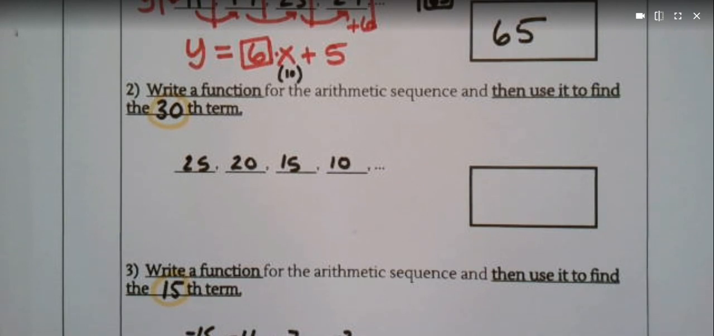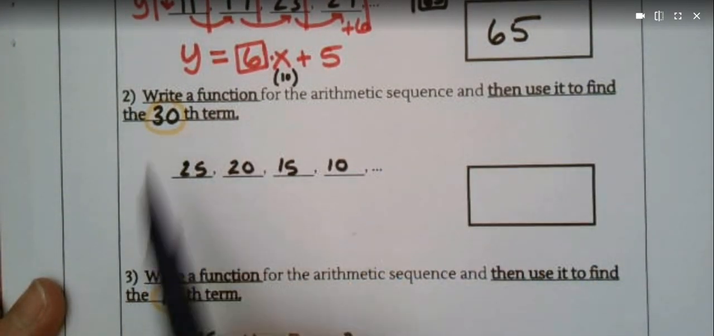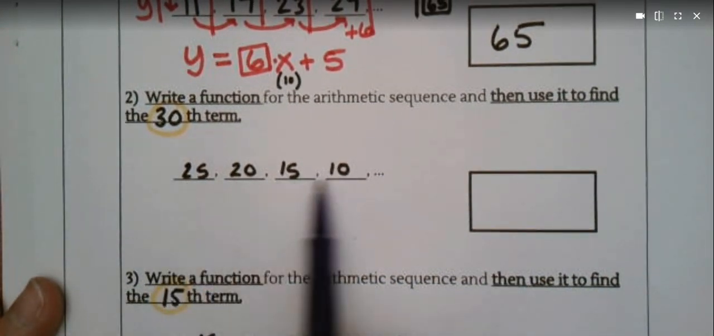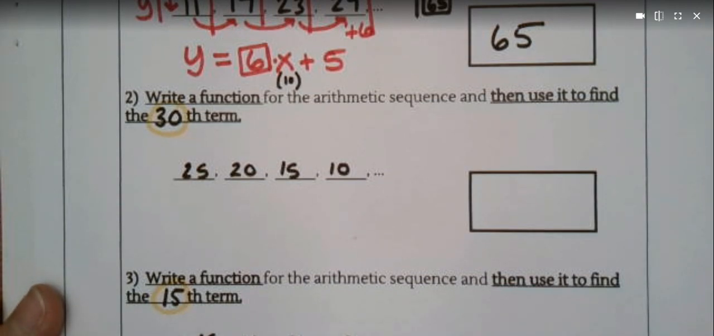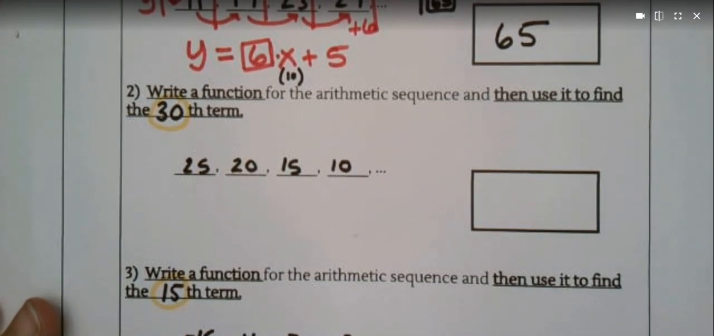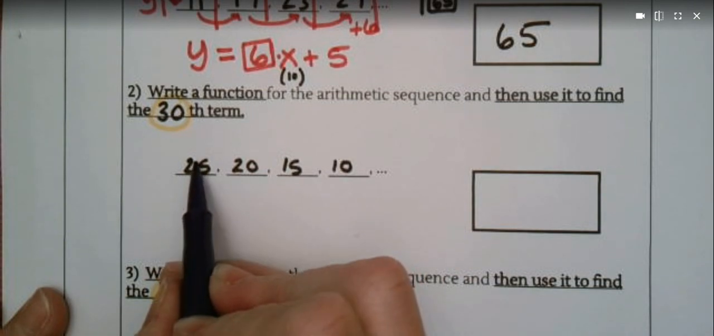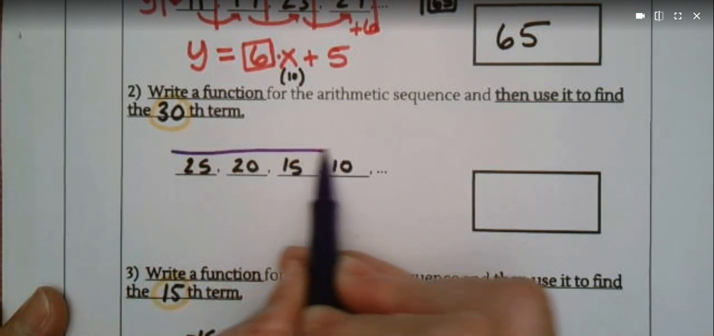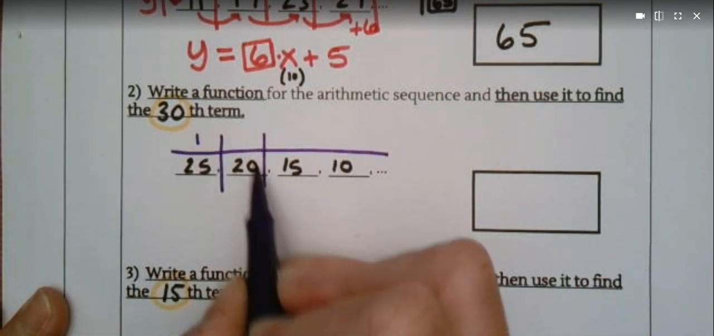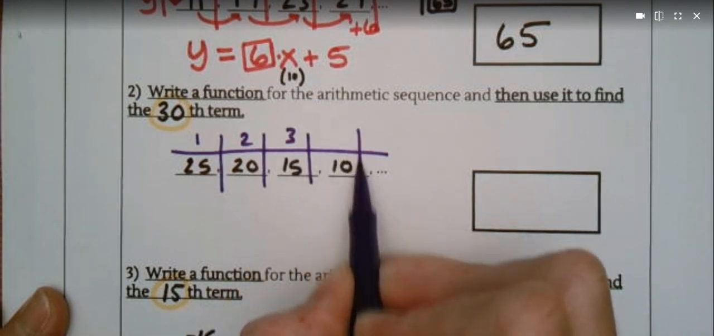Okay, let's look at example number 2. Write a function rule for the arithmetic sequence, then use it to find the 30th term. Okay, write down the numbers in the sequence. Let's try this again. Before you know it, it'll be easy. So this is term 1, this is term 2. Let's put it in a table. Term 1, term 2, and so on.